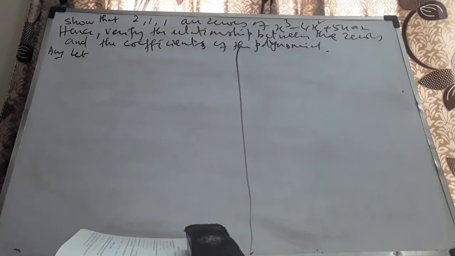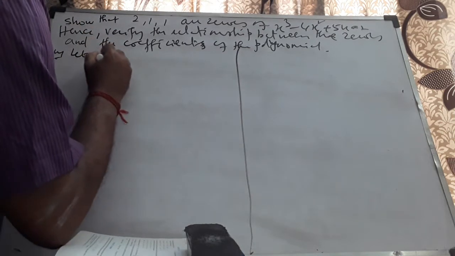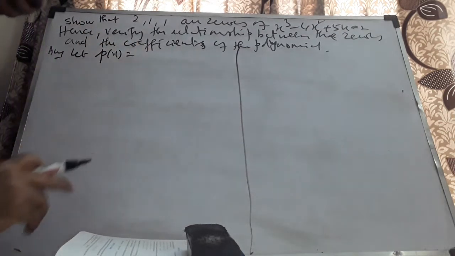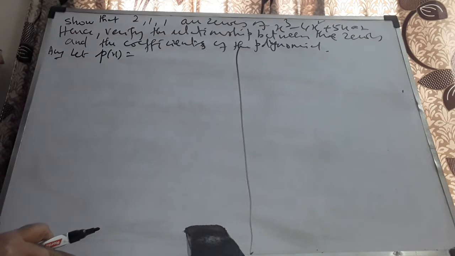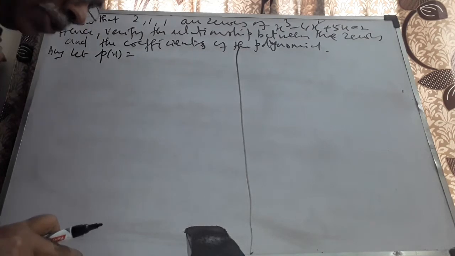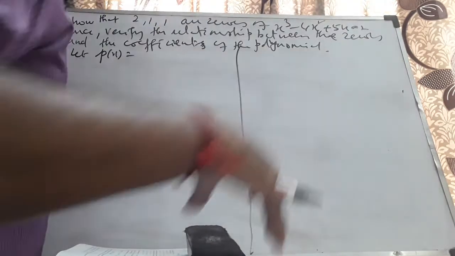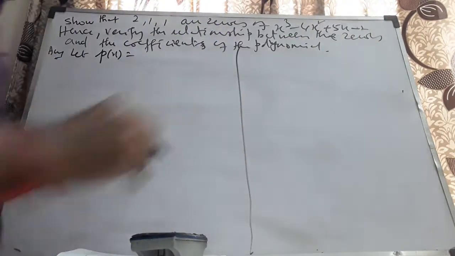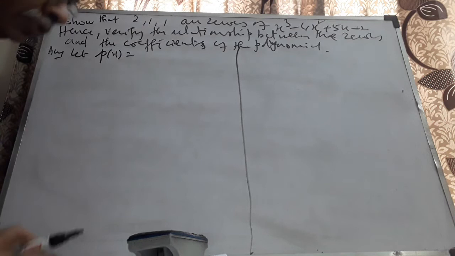If k is a real number, it is called the real 0 of the polynomial. If k is a complex number, k is called the complex 0 of the polynomial. Not real, unreal, complex, imaginary, everything will be the same. Now let p of x be equal to, let me check the question is right or not, otherwise we'll get a wrong answer. x cube minus 4x square plus 5x minus 2.